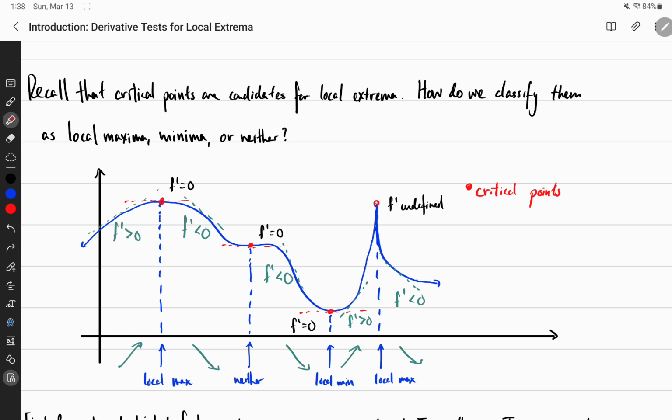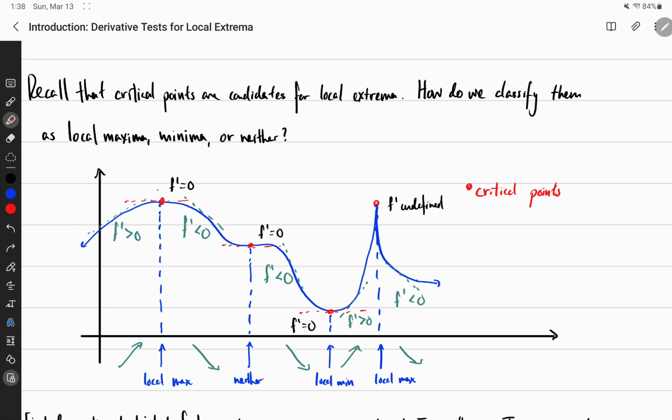The only case that remains is this second critical point here, and here we see that to the left of the critical point, the derivative is negative, so the function is decreasing into the critical point. But then on the right-hand side, the function's derivative is still negative, so the function just keeps decreasing after the critical point. So this one is actually neither a maximum nor a minimum.